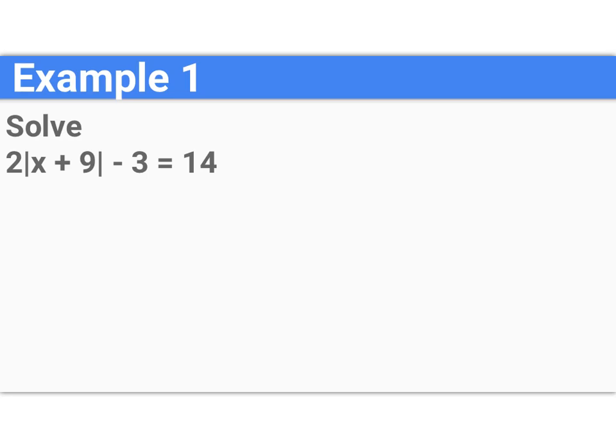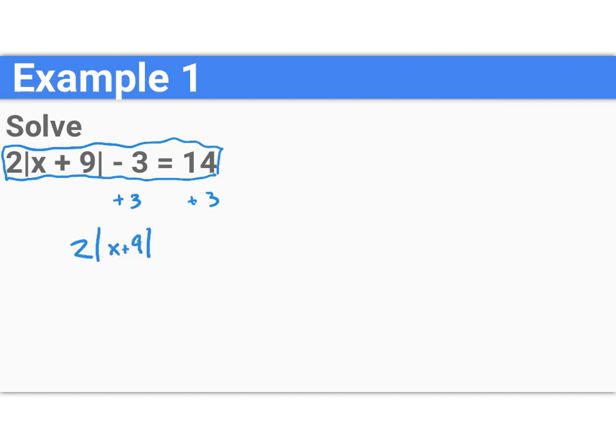As it is written, this is not how we would solve it. This is not what we use for an absolute value equation. So what we're going to do is simplify it. First we add the 3 to both sides. You get 2 times the absolute value of x plus 9 will equal 17.